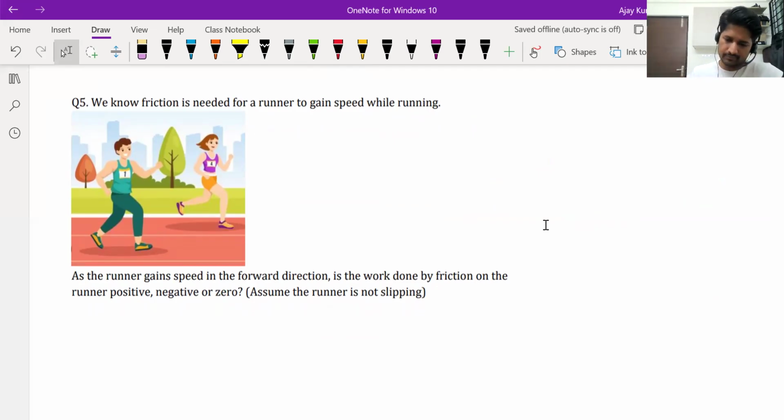Why? Okay, think about the reason. Pawan, what is your answer? Sir, I think negative. Can you justify? Sir, friction pulls in the opposite direction. Friction acts opposite to what, sir? Sir, if we move forward because of friction, then friction must act backward. If friction is acting backward, what is making you go forward?